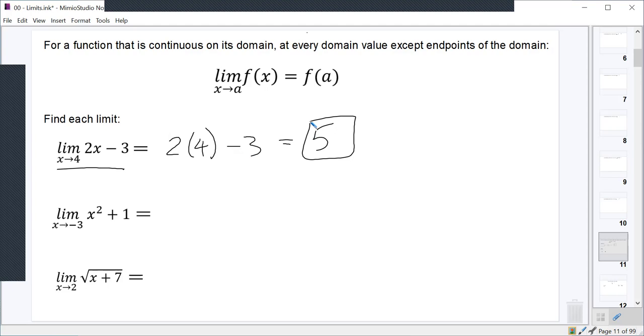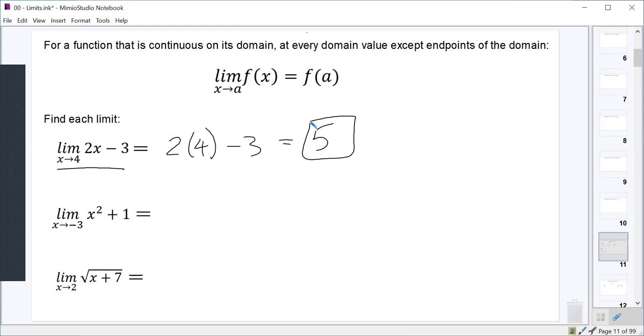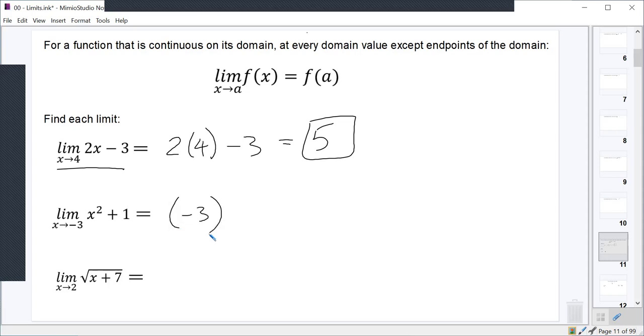The limit as x approaches negative 3 of x squared plus 1. We'll think, is negative 3 in the domain of x squared plus 1? Can we square negative 3 and then add 1 to it? The answer is yes. And is x squared plus 1 continuous? The answer is also yes. It's a parabola, and parabolas are continuous for all real numbers. Polynomial functions in general are continuous for all real numbers. So all we have to do is evaluate the function x squared plus 1 at negative 3. So we'll do negative 3 squared plus 1, which gives us 10.